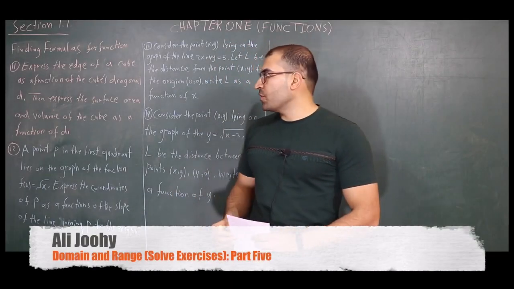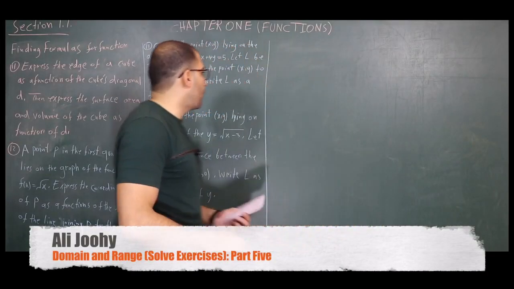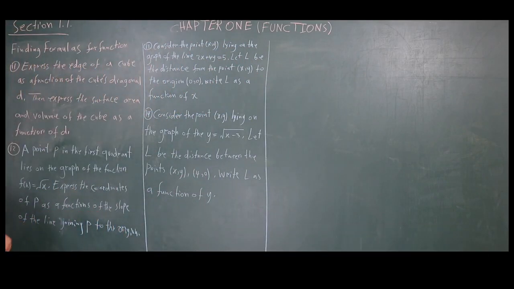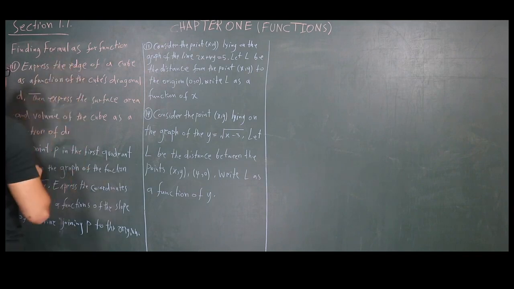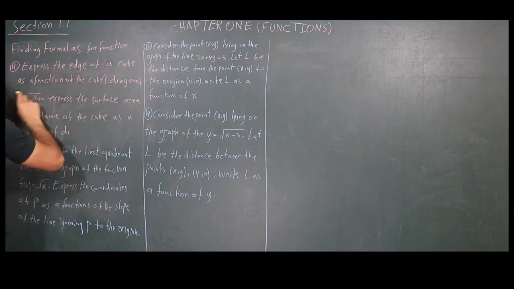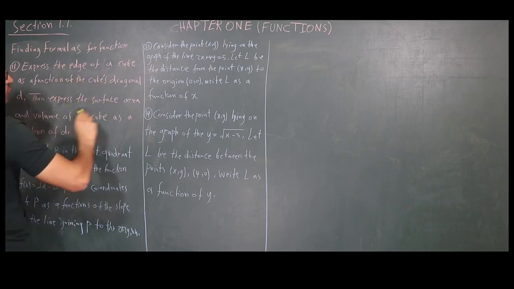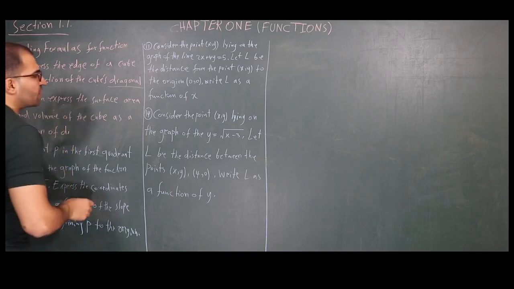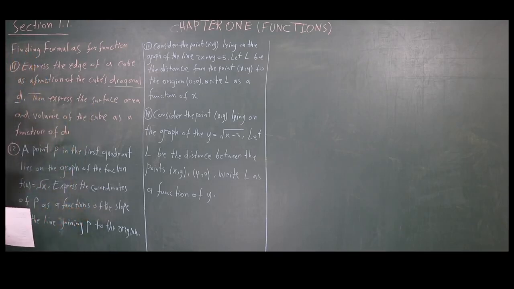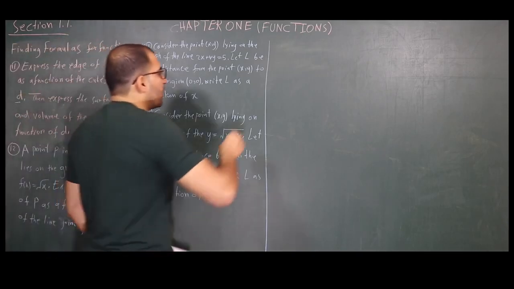After I wrote the questions, we're going to start to solve them one by one. Exercise number 11. Express the edge of a cube as a function of the cube diagonal D. Then express the surface area. So exercise number 11 here.